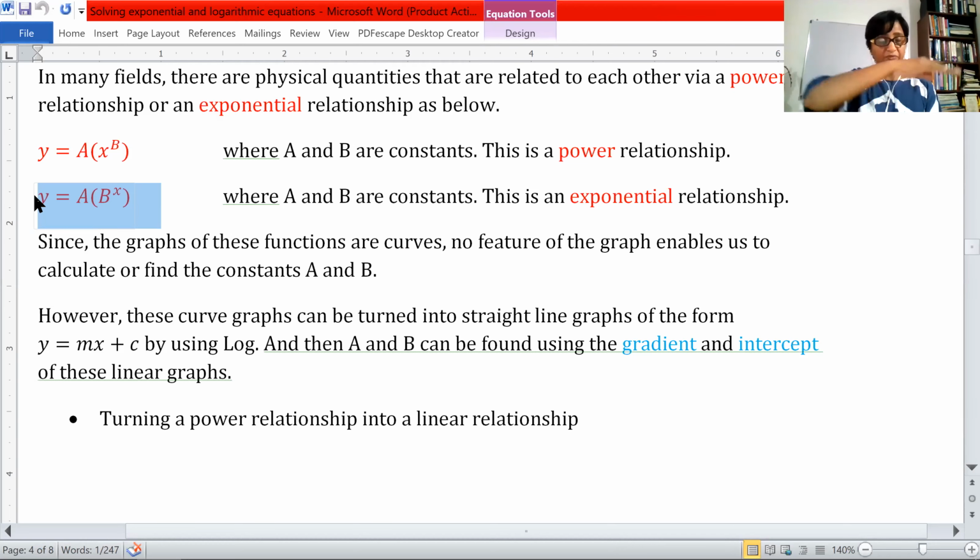The curvy graph doesn't help you in finding this a and b. But with a linear graph, the 2 numbers that you have in the equation, which are m and c, the gradient and intercept, are readily visible on the graph when you draw it, right? But for this, that's not the case. So we are going to see how we can turn these curvy or non-linear relationships into a straight line relationship, so that we are able to find a and b very easily from the graph. Okay, so we're turning a power relationship into a linear relationship.